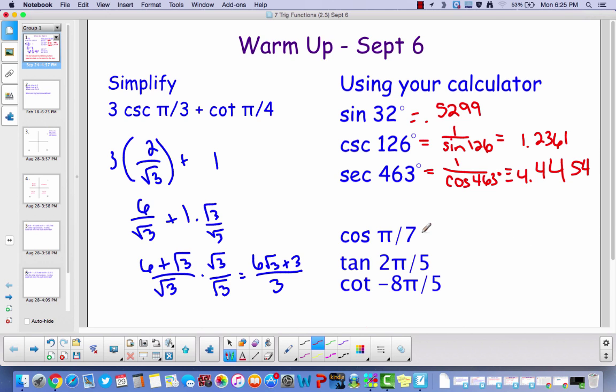These are in radians, so we need to put those in radians. Cosine of pi over 7, we simply plug into our calculator. We get 0.9010 if we round to 4 decimal places. Tangent of 2 pi over 5, we can also put that in our calculator. We get 3.0777.